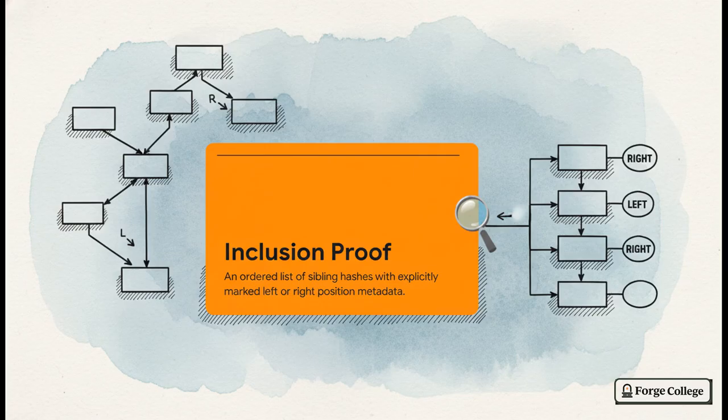An inclusion proof is an ordered list containing a sibling hash plus its position. And please notice that position metadata. It is explicitly marked as left or right. This formatting absolutely has to be unambiguous. You have to include whether the sibling sits on the left or the right, so that someone verifying it can reconstruct the parent hashes entirely blind. Without that position data, they literally won't know which order to concatenate the bytes, and the proof will fail.